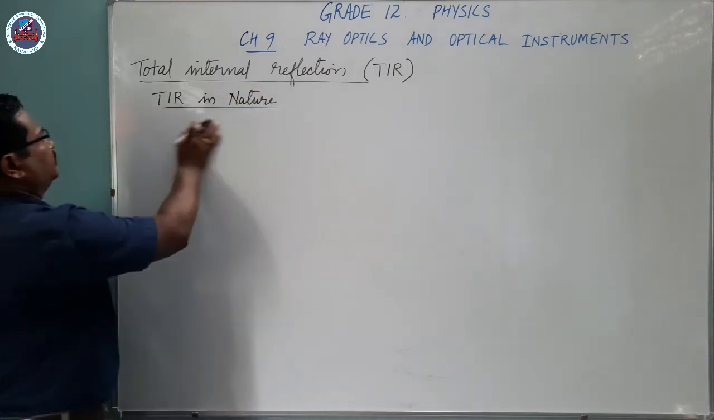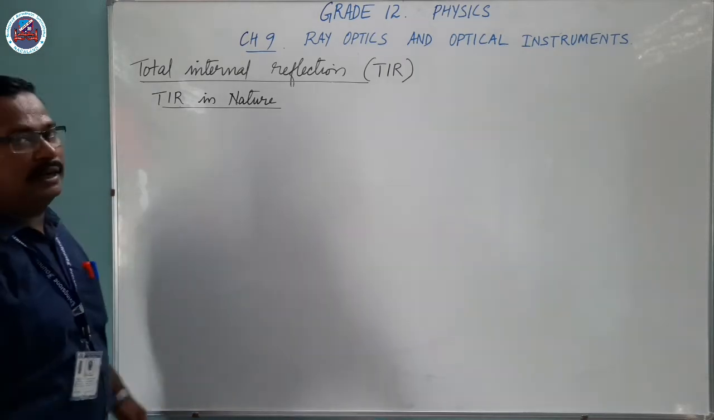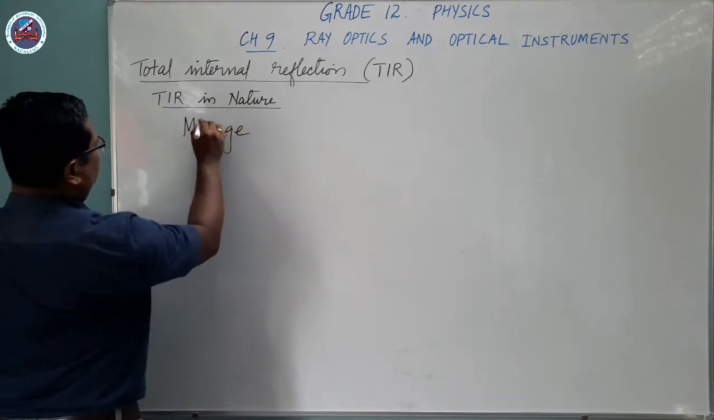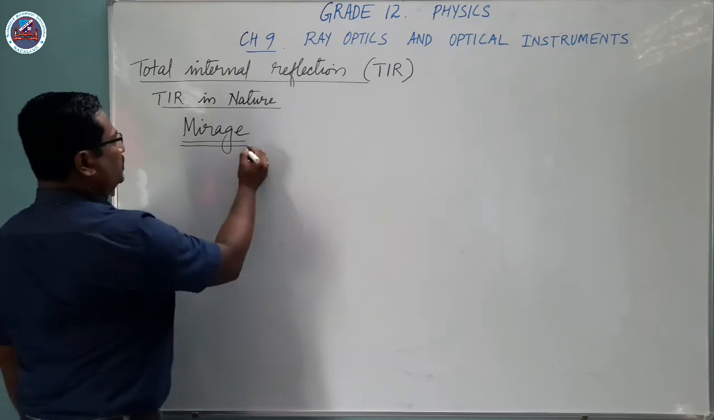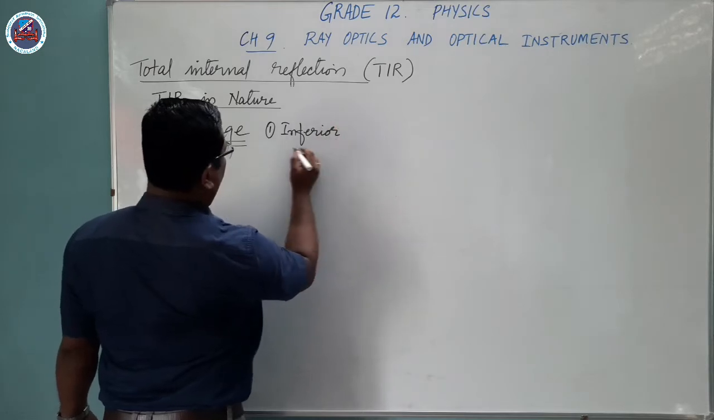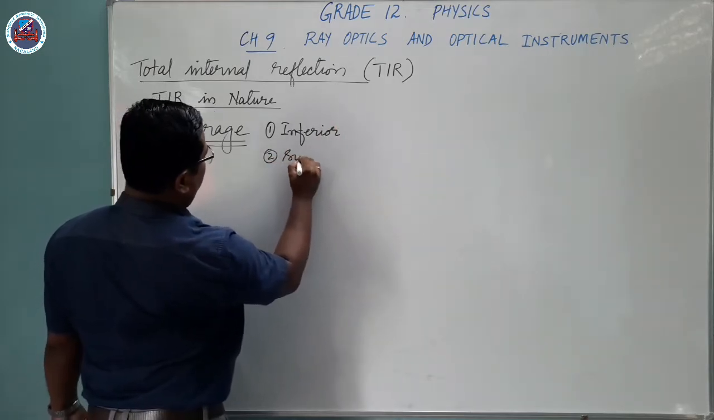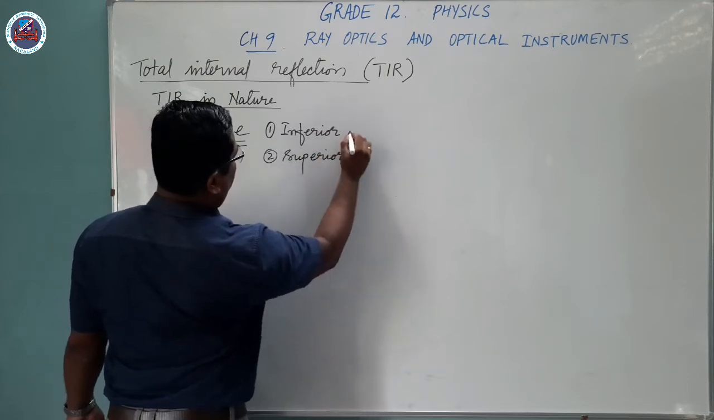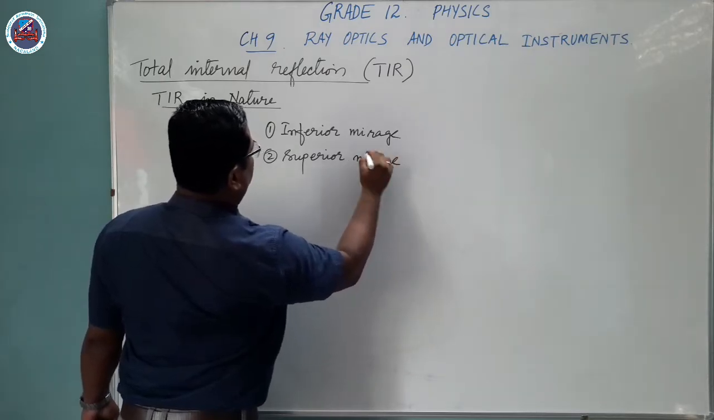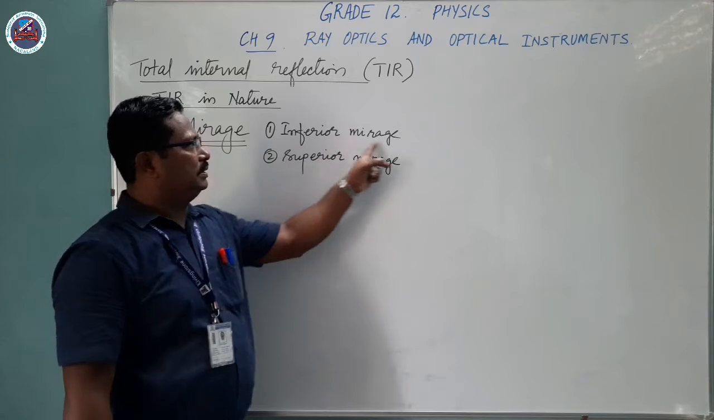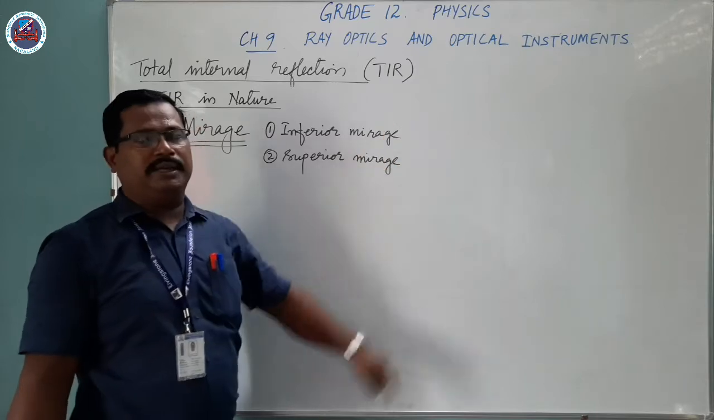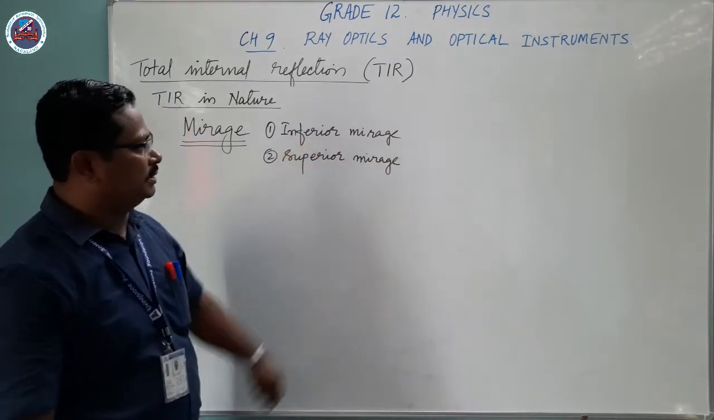The most interesting phenomenon of TIR in nature you can see in the form of mirage. Mirage, when you say, it is an optical illusion and it is of two types. One is inferior and one is superior mirage. This inferior mirage, let us see first of all, occurs due to extreme heat conditions.